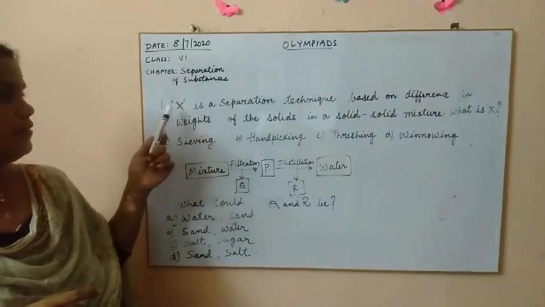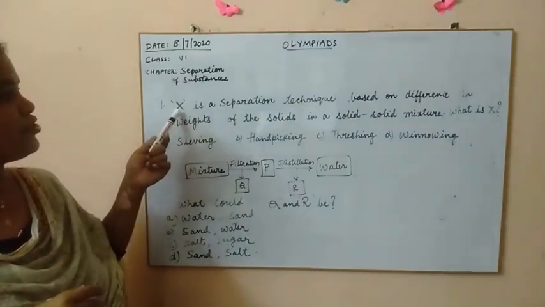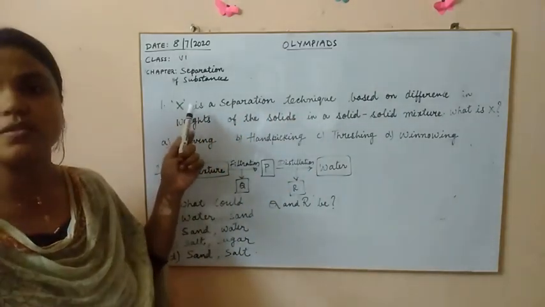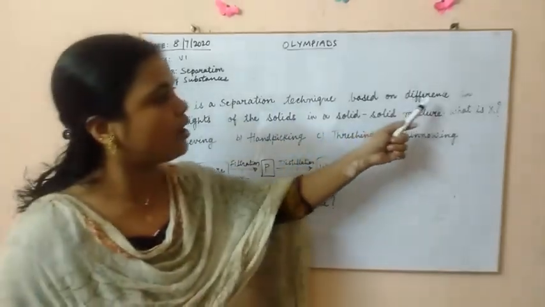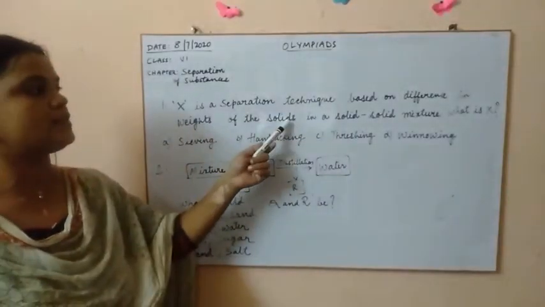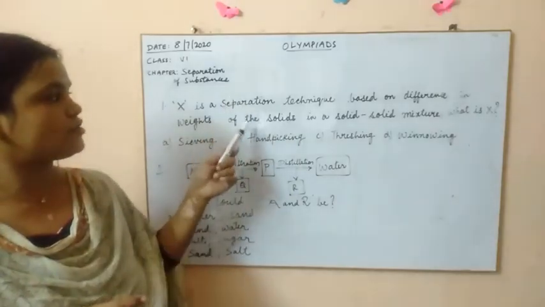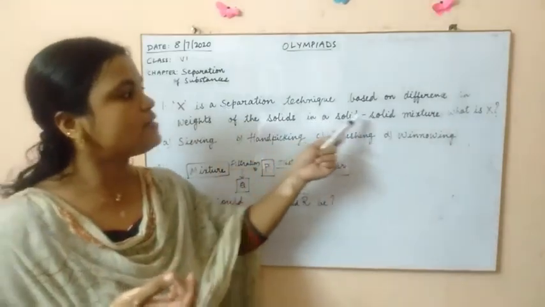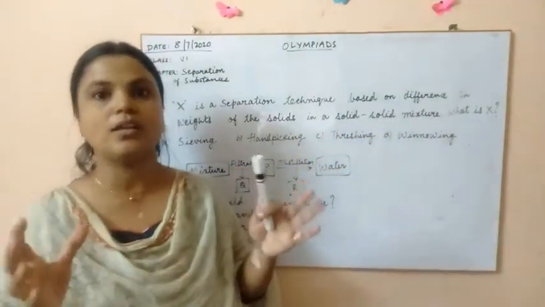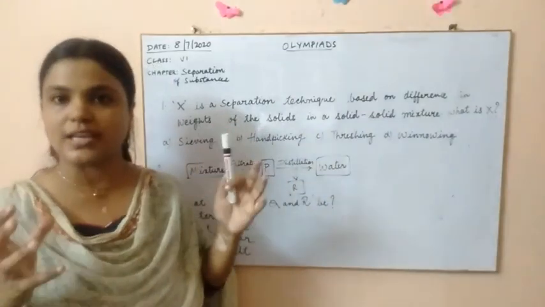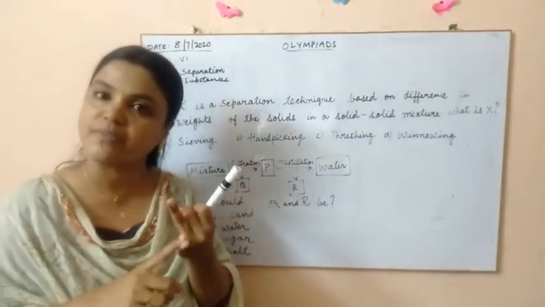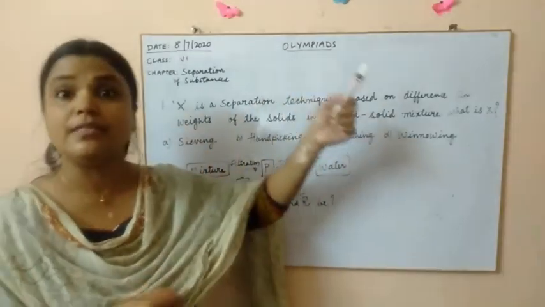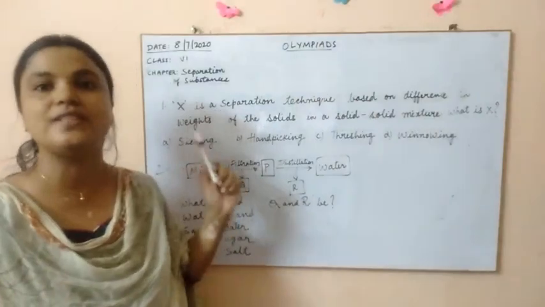So X, some unknown substance, an unknown mixture, some unknown thing. X is a separation technique. It's an unknown separation technique based on difference in weights of the solids. So what is it? This X is based on difference in the weights of the solids in a solid-solid mixture. So what is it trying to tell us? Solid-solid mixtures. What kind of mixture is it first of all? Solid-solid mixture. And what kind of technique is that? The principle is based on the difference in weight.